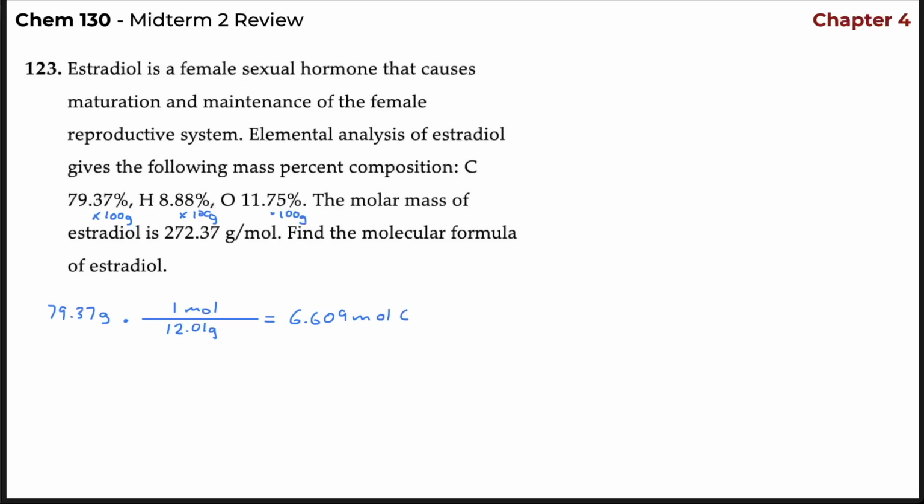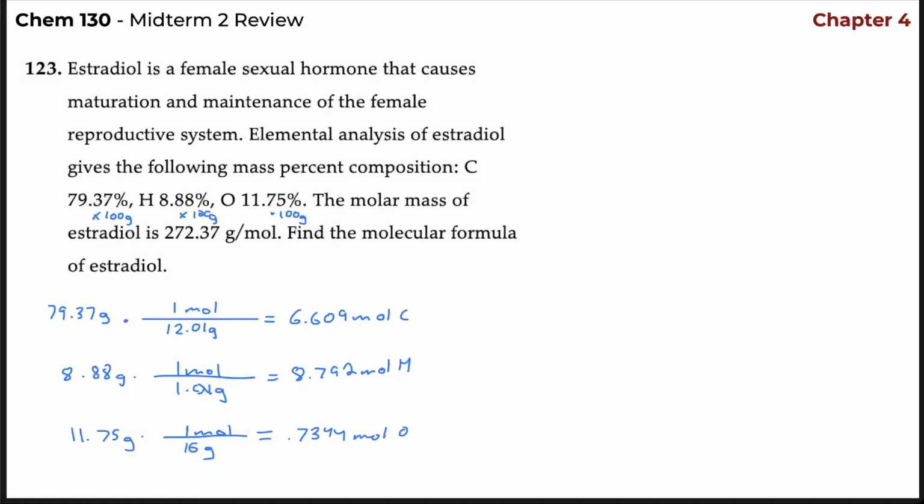Now we take hydrogen, which is 8.88 grams, right? Multiply that by 1 mole over 1.01 grams. This is equal to 8.792 moles of hydrogen. And then for oxygen, we're going to take 11.75 grams and multiply that by 1 mole over 16 grams per mole, and that is going to give us 0.7344 moles of oxygen, right?